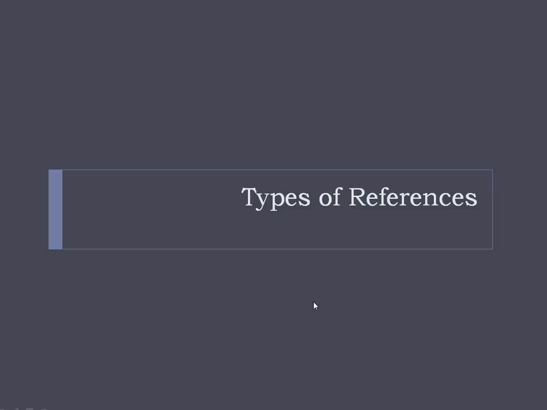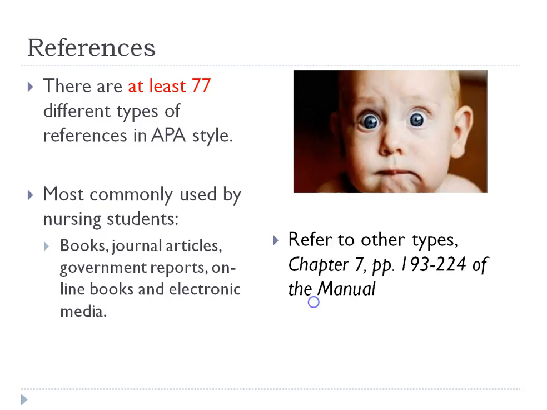So let's give you an idea of some of the types of references you're going to see. Now, the scary thing is there is at least 77 different types of references in APA style. So really, when in question, please go to the manual and look at the manual to make sure that you're referencing appropriately. I'm going to cover some of the most common reference types that you're going to be using, and those are books, journal articles, government reports, online books, and electronic media.